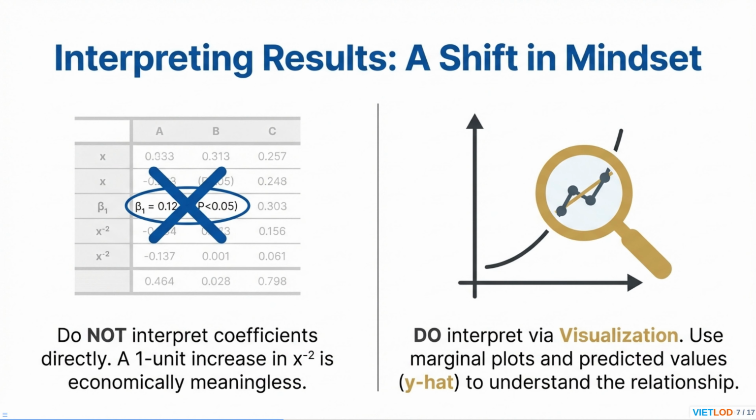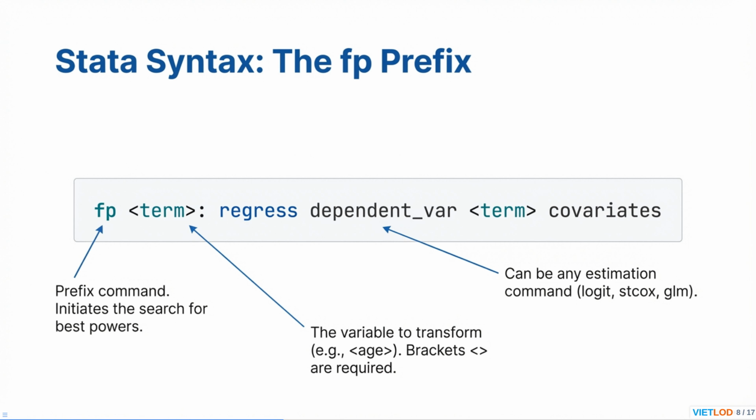Instead, the correct way to understand the model is entirely through visualization. We must focus on the overall shape of the relationship that the model has uncovered. This means plotting the predicted values of y, or y hat, against your variable of interest to observe the curve and grasp the underlying economic relationship.